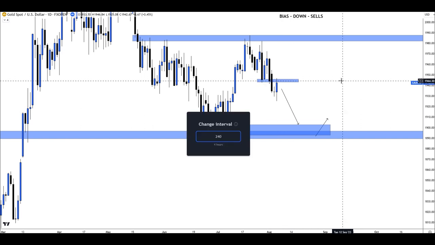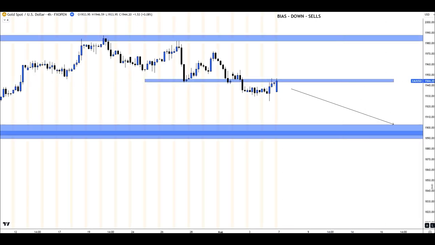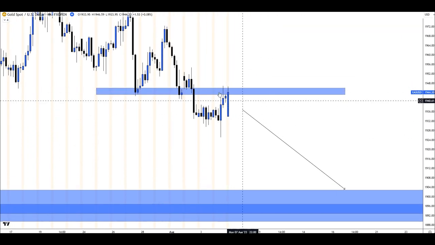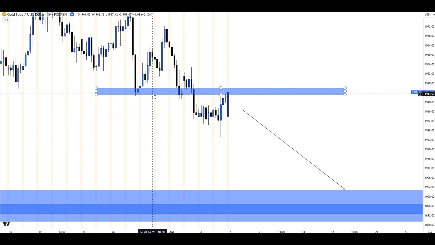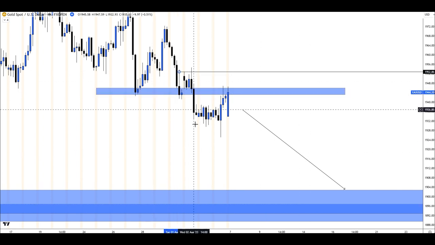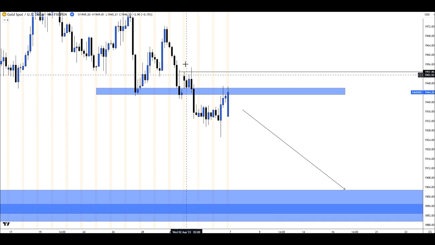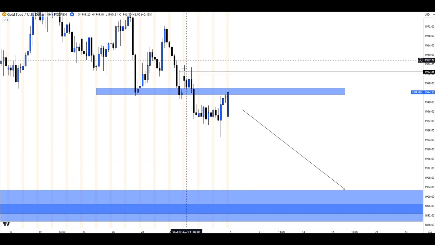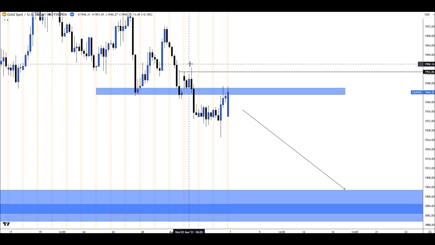So what I can look to do now is go into the 4 hour and see if there's any more structure that I can work with. As it stands right now, I know I'm trading in and around the low. The next point of market structure is this high here. So as long as price is trading below this level, it's okay, I'm interested. So this could potentially be somewhere for stop loss placement.